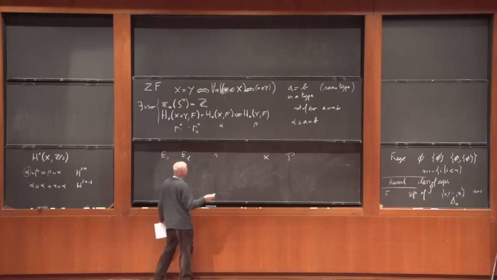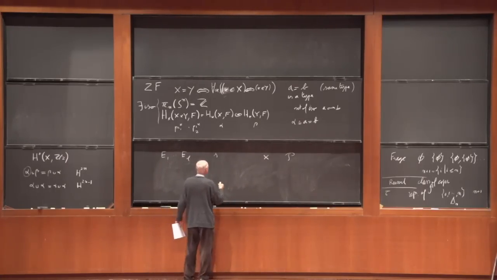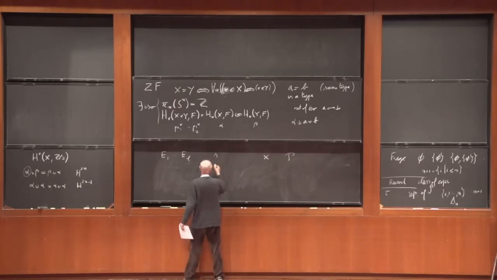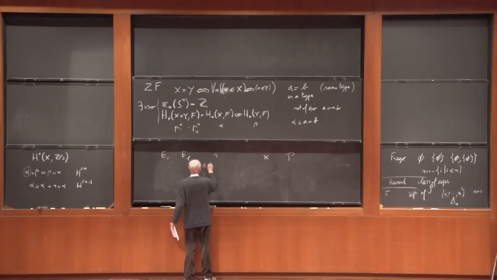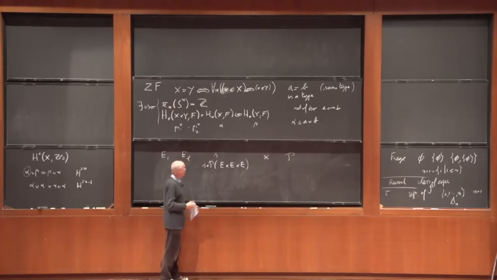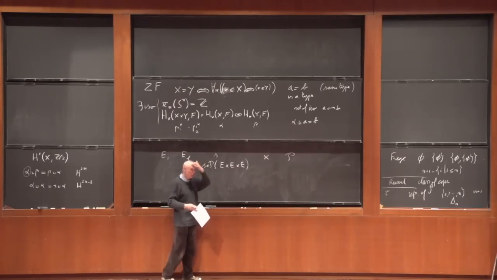So for instance, if I want to tell what a group is, I will first tell that the structure is an element of the set of subsets of E times E times E, which I have to think of as the graph of a map, the composition law, from E times E going to E.